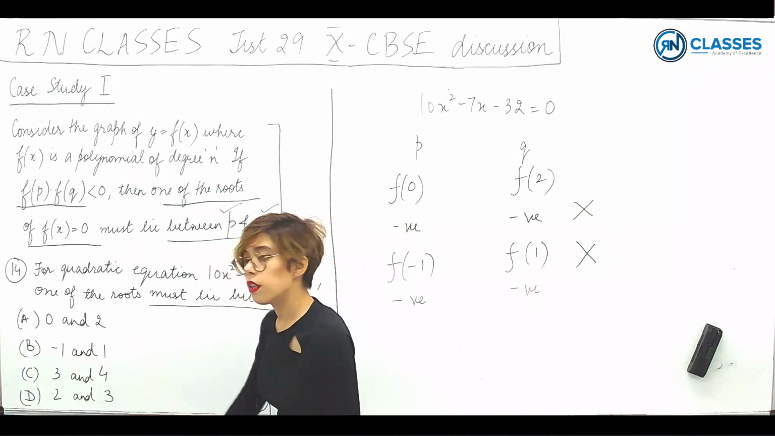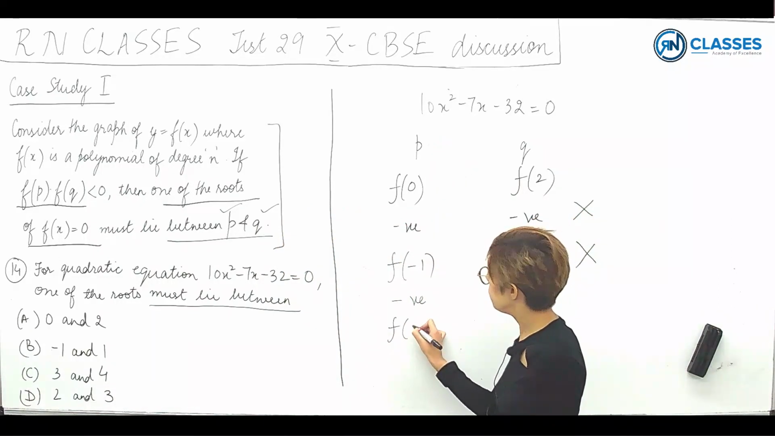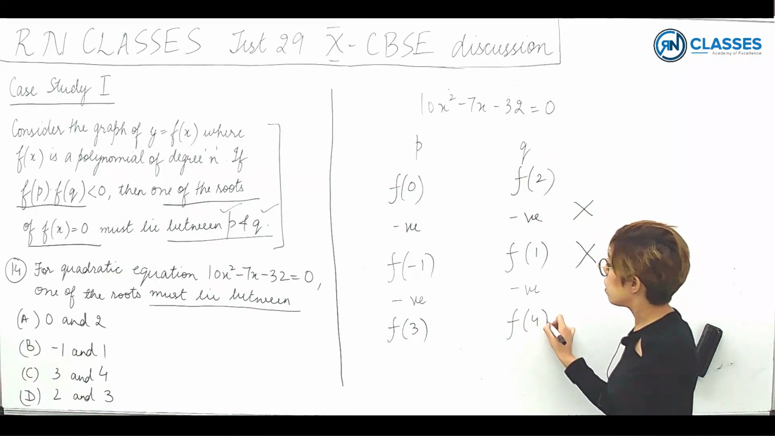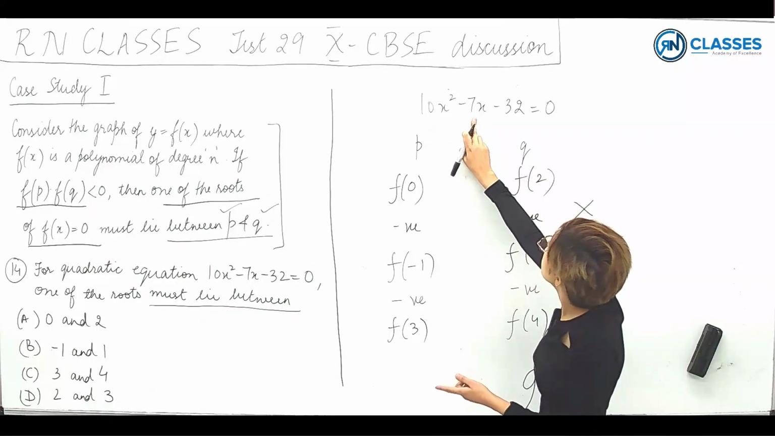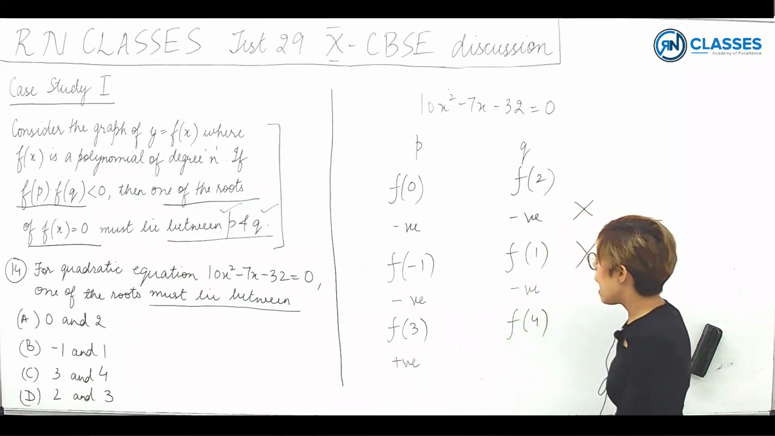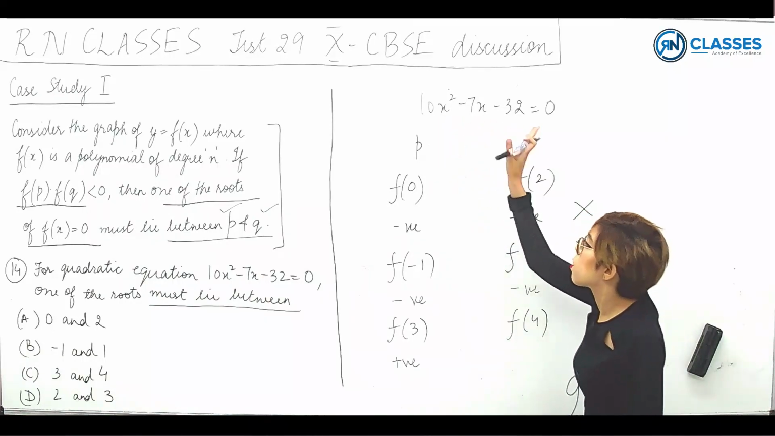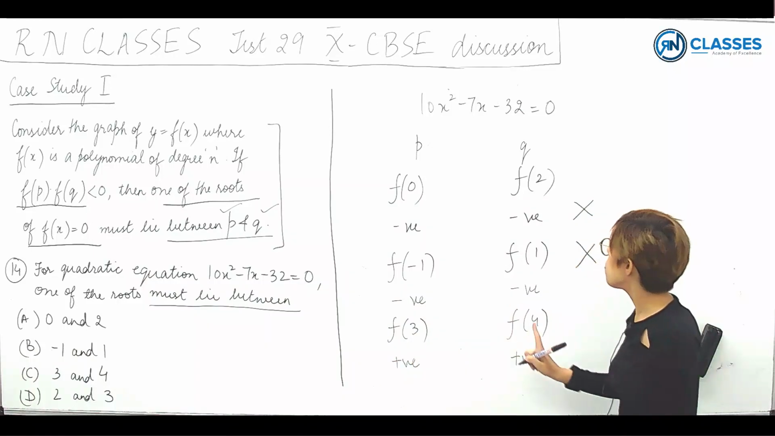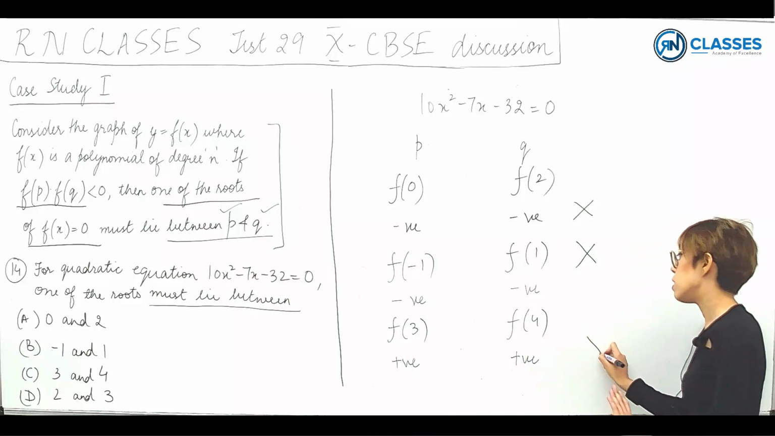Now 3 and 4 check करें. So let's take P as 3. So f of 3 निकालते हैं. And let's take Q as 4. So check करें. F of 3. Now 10 into 9, that is 90 minus 21 minus 32. So definitely it is positive. Right? F of 4. So 10 into 16, 160, ये बहुत छोटे से coefficients हैं, definitely positive. Right? Positive into positive. That is positive. Again, I cannot say anything.